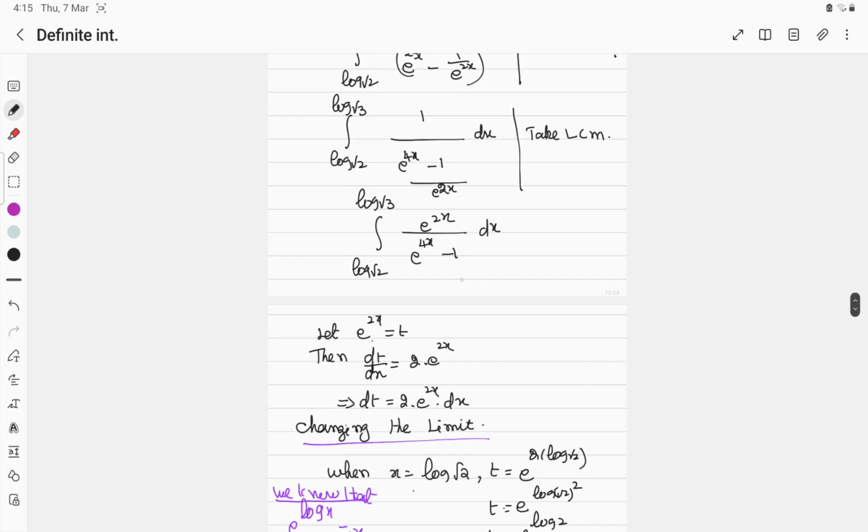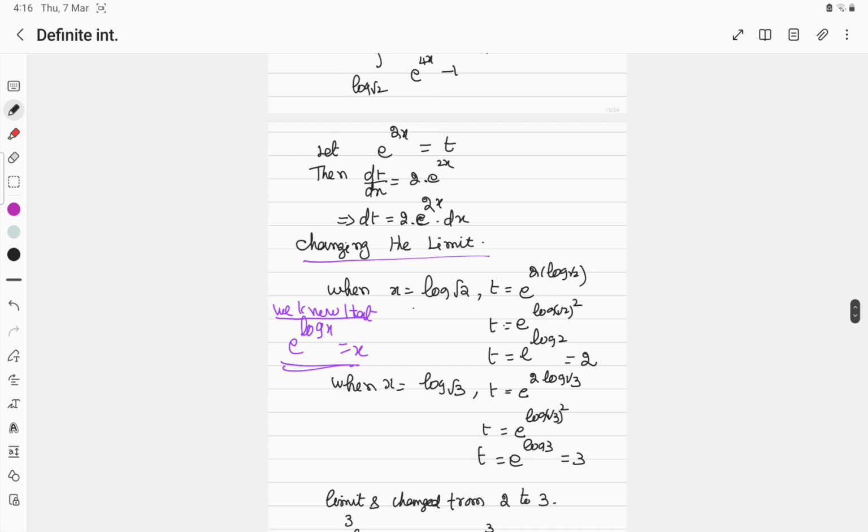Then take e power 2x is equal to t. Then dt by dx is equal to 2 e power 2x. Then dt is equal to 2 e power 2x dx. Then we have to change the limit also. When x is equal to log root 2, then t becomes 2. We know that e power log x is equal to x.